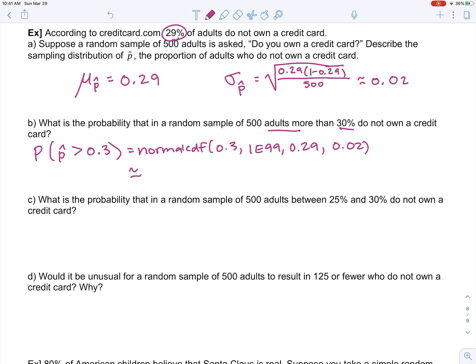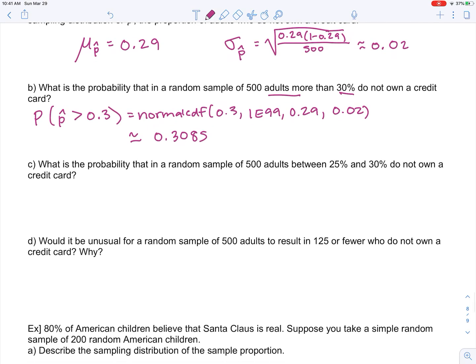So we can put this in the calculator. Second, vars, number 2, normal CDF, 0.3, comma, 1E99, comma, 0.29, comma, 0.02. We get about 0.3085.